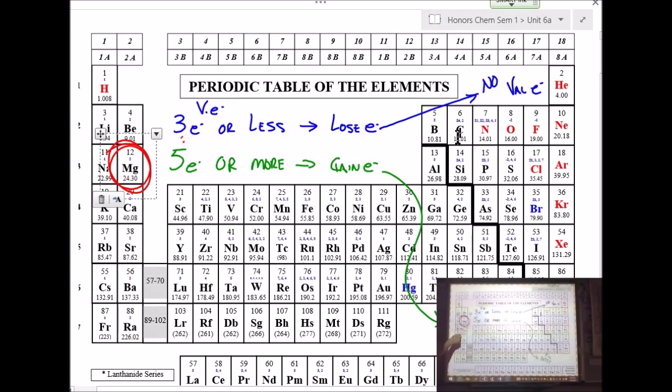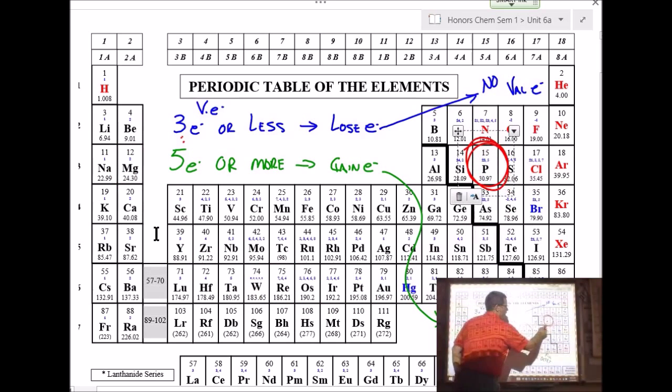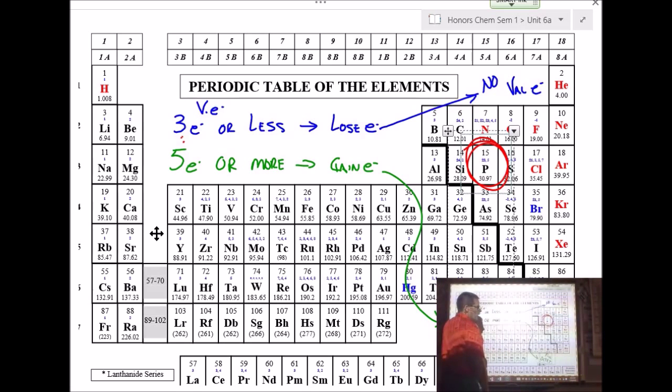Okay. What if I look at, say, phosphorus? How many valence electrons does phosphorus have? 5. So is it easier to gain or lose electrons? To gain, because it has 5 or more. So how many will it gain to fill the octet? 3. So what will the charge on phosphorus be? -3. Very good.